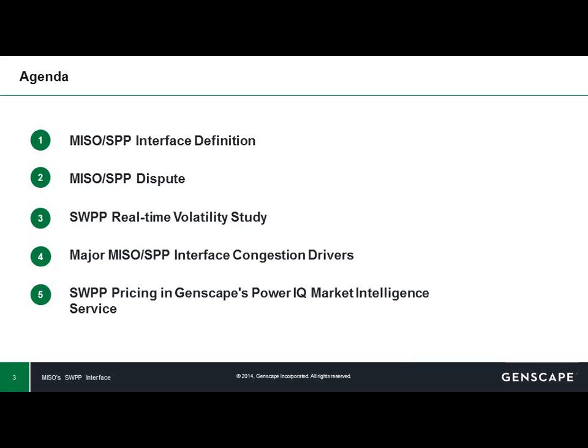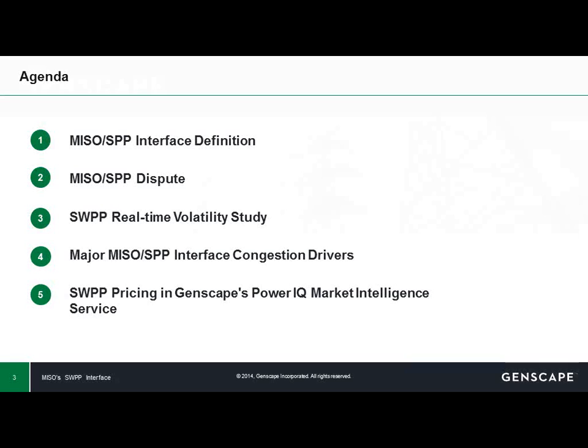Second, we'll be talking about the MISO SPP dispute. Third, we'll be talking about the Swpp real-time volatility study. Fourth, we'll be talking about the MISO SPP interface congestion drivers. And lastly, we'll be looking at how Genscape Power IQ market intelligence services could help to better predict the Swpp pricing in the real time and the day ahead.